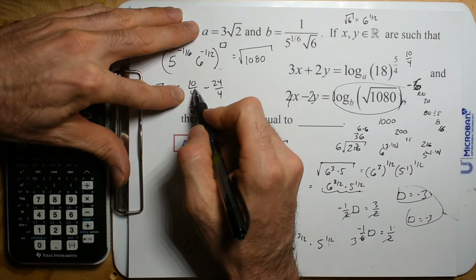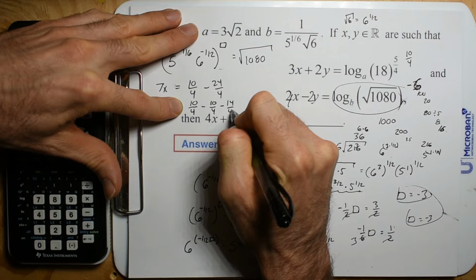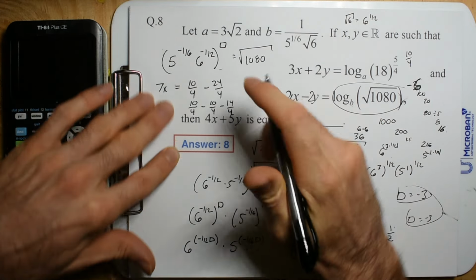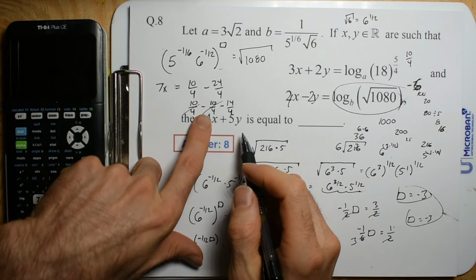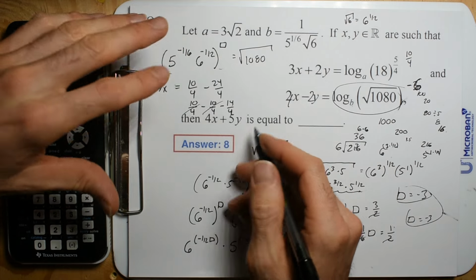So I'm going to do this: 10 minus 10/4 minus 14/4. And see how negative 10 minus 14 is negative 24. But now see how 10 minus 10. I think, hopefully, I invented this. That would be pretty sweet, to invent something.